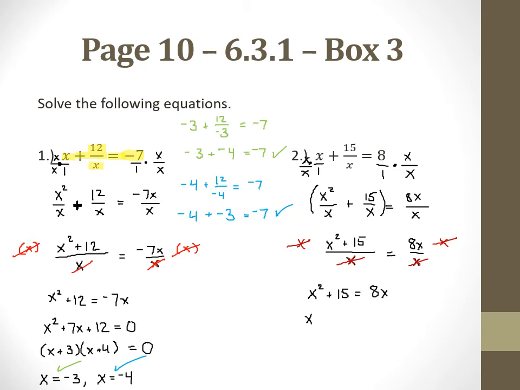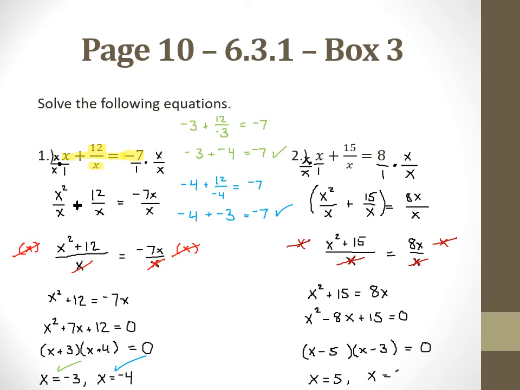So I'm going to subtract the 8x from both sides, get x squared minus 8x plus 15 equals 0. We want to factor that, and we need two numbers that multiply to something positive but add to something negative. That means they're both going to need to be negative. So my factors would be negative 5 and negative 3. Negative 5 times negative 3 becomes positive 15, and if you add them together, you get negative 8. So that means my solutions are 5 and 3.